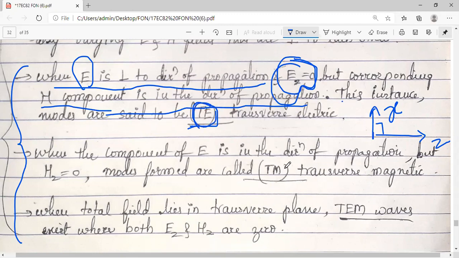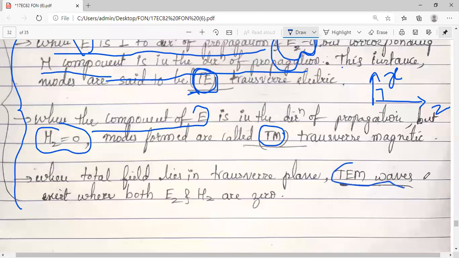However, how we can define transverse magnetic is whenever the component of E is in the direction of propagation. However, the Hz component, okay, Hx, Hy, Hz, you know the field components. So Hz is 0. So we term that as transverse magnetic mode. Okay? And TEM waves is another category of mode propagation whenever the total field lies in the transverse plane. I have already shared some of the photographs, the pictures, images of these three different modes. Please go through it. Okay, these are the basics.